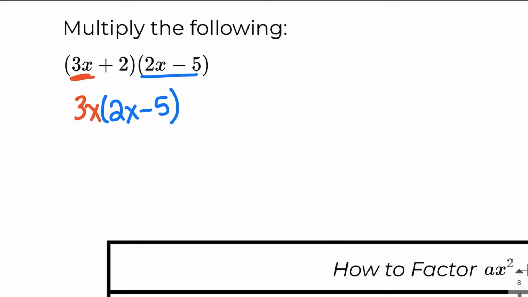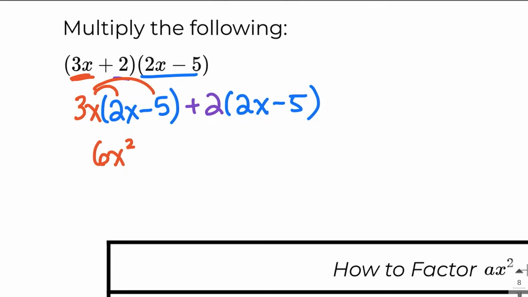My second term that has to get distributed to this 2x minus 5 is this 2. So I'm going to write plus 2, and then in brackets, 2x minus 5. Now I'm just going to go through and distribute everything. 3x times 2x is 6x squared. 3x times negative 5 is negative 15x. 2 times 2x is positive 4x. And 2 times negative 5 is negative 10.